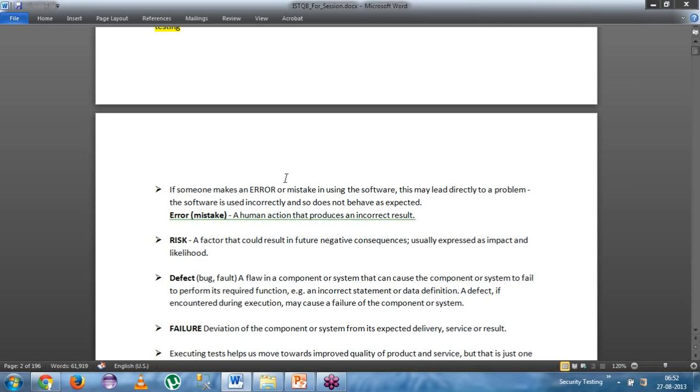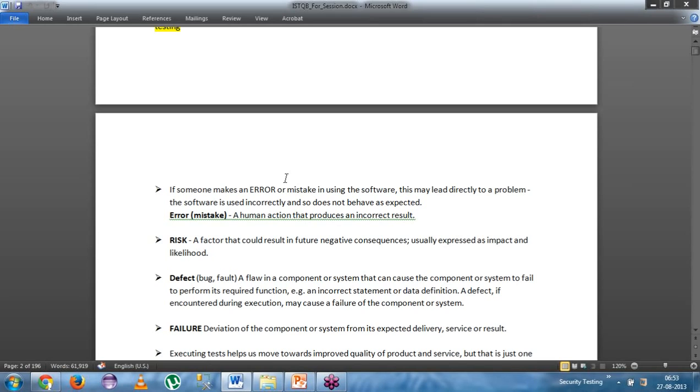It can be done from various perspectives. A person from design, development, a BA (business analyst), or a tester can contribute to an error. So a mistake, a human action that produces an incorrect result, is called an error or mistake. Let's be very clear: this has nothing to do with a defect or a failure. Those are different terminologies. So, error: a human action that produces an incorrect result.